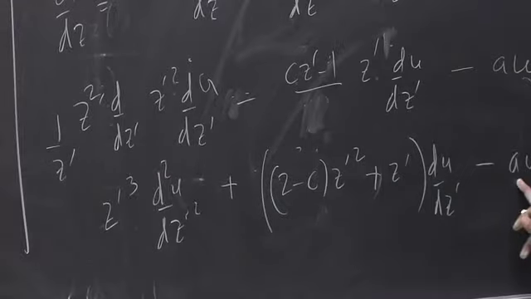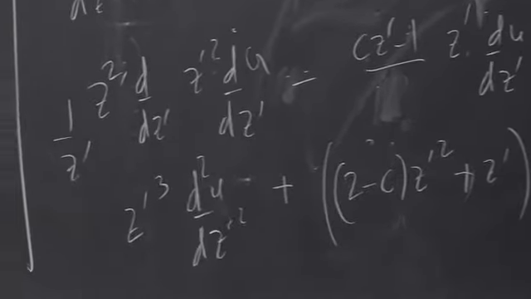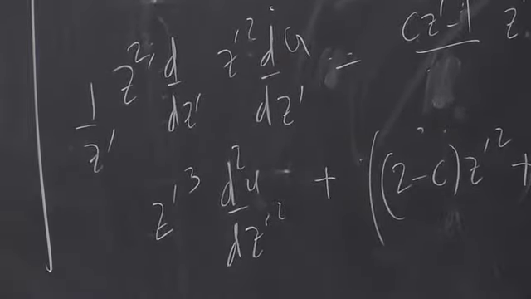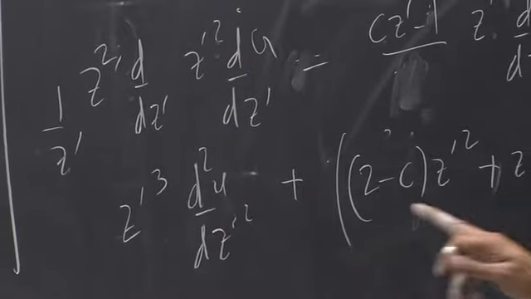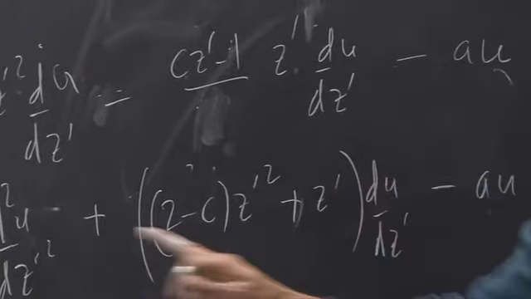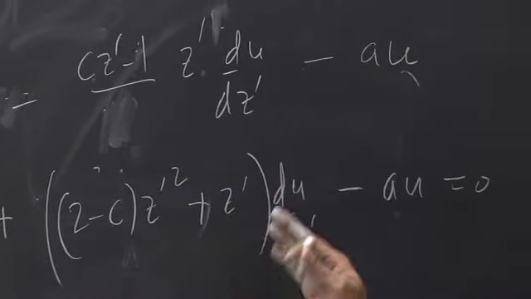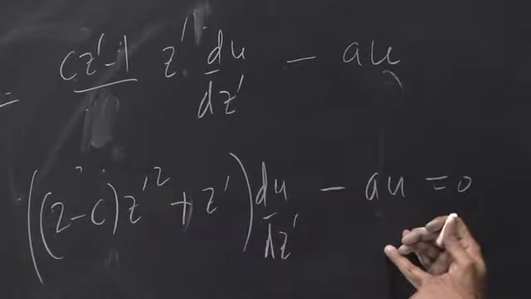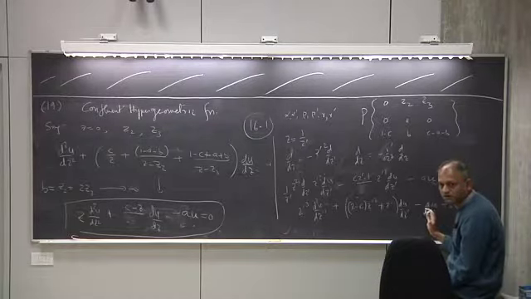This has a third order pole already, so it's not a regular singular point. And this guy also has a second order pole, because z prime divided by z prime cubed will be 1 over z prime squared. So this has a second order pole, and that is a third order pole. So it's not a regular singular point. So at infinity, it's irregular.